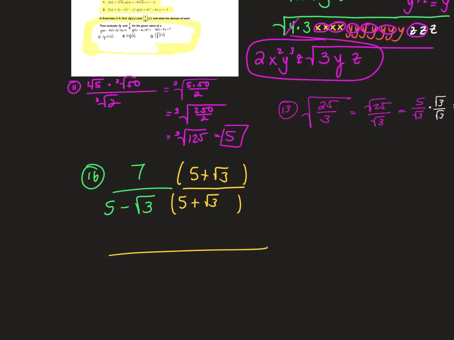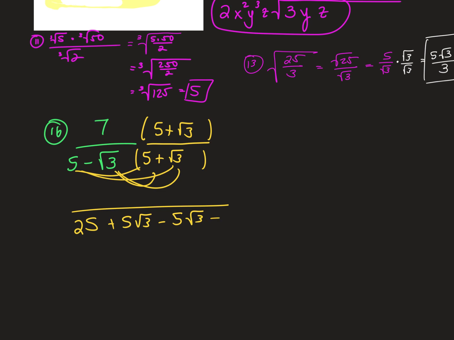What is 5 times 5? 25. What's 5 times the square root of 3? So 5 times the square root of 3 is plus 5 square root of 3. Negative square root of 3 times 5 is minus 5 square root of 3. And then negative square root of 3 and positive square root of 3 is minus the square root of what? 9, which is 3. Okay.